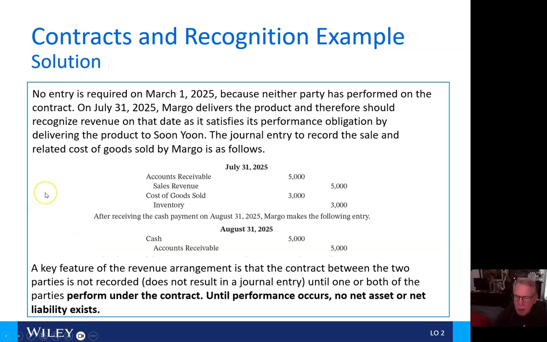A key feature of this revenue arrangement is that the contract between the two parties is not recorded and does not result in a journal entry until one or both of the parties perform under the contract. Until performance occurs, no net asset or net liability exists.